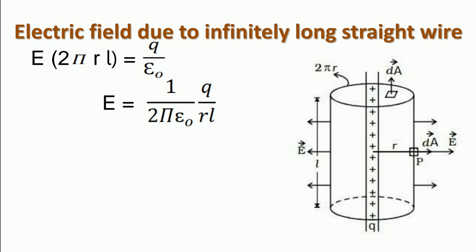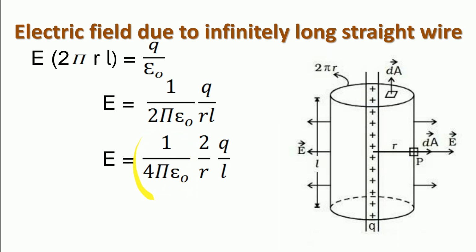and this rl in the upon of q becomes q upon rl. Okay, we have discussed the constant which was 1 upon 4 pi epsilon naught, but here we can see 1 upon 2 pi epsilon naught. We can make it 1 upon 4 pi epsilon naught by multiplying and dividing by 2. Like this. This becomes 1 upon 4 pi epsilon naught, but we need to multiply with 2, and this r comes in the denominator of 2, and this q upon l we are taking here.